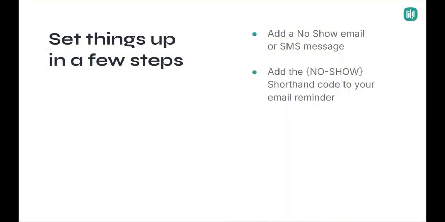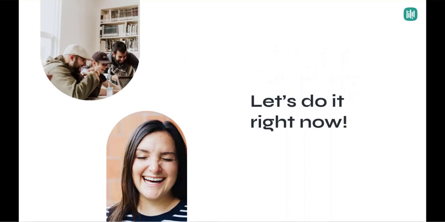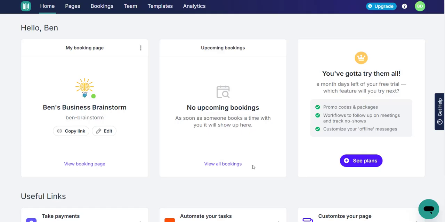So what we're going to do is get things set up in a few steps. First, you can add a no-show email or an SMS message, and then add the shorthand code for tracking purposes and to mark things in the emails that you'll get. So we're going to set this up and do it right now.